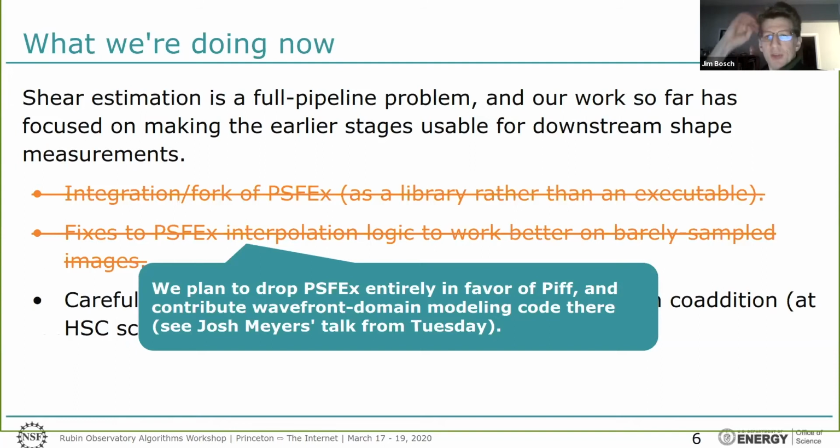So first off, going back to those first 2 slides, this work on PSFX, we basically plan to drop PSFX in favor of PIFF. The people in the LSST science collaborations, especially DESC, or perhaps exclusively DESC, are working on PIFF instead. It's evolving rapidly and getting better and better. And Josh already said this, but we plan to adopt PIFF, use its current mode as essentially our fallback option, and contribute code, primarily through Josh himself, to get our wavefront modeling ideas into that code base and use them that way.